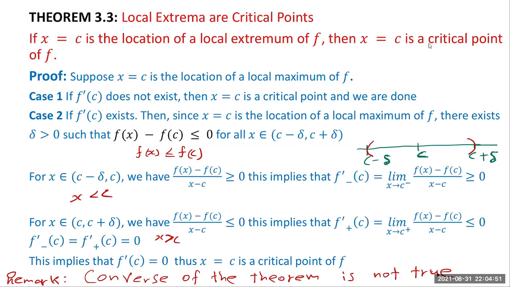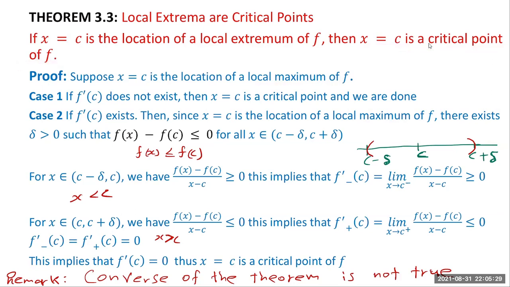I want to prove this theorem for the case when we have a local maximum at x is equal to c. The proof for the case when we have a local minimum at x is equal to c is very similar to this proof. You can just modify this proof to get the proof for the local minimum case. So let's assume that x is equal to c is the location of a local maximum of f. What do we want to prove? We want to prove that x is equal to c is a critical point of f.